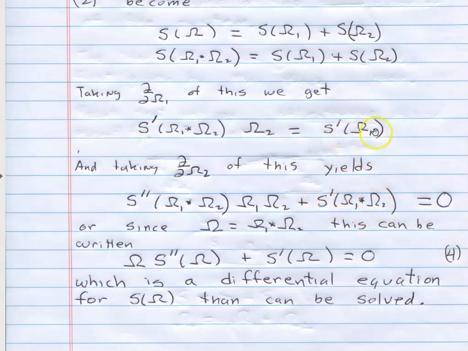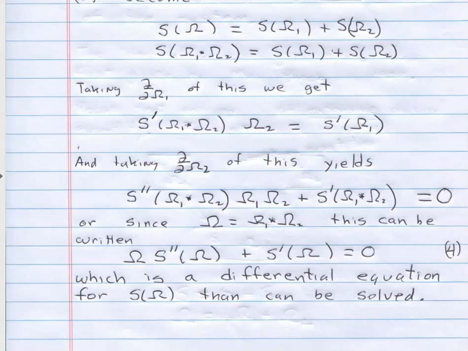This side is easy because the partial derivative with respect to omega 2, there's no omega 2's over here, so that just becomes 0. And then we can uncomplicate it a little bit just by recognizing that omega, the combined system, is omega 1 times omega 2. And this equation then becomes an equation simply in omega. Omega 1 times omega 2 is omega. Second derivative with respect to omega plus S prime, one derivative of omega. And that's a differential equation that can be solved for S of omega.